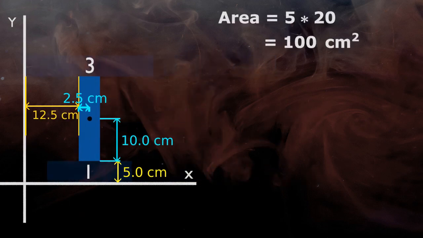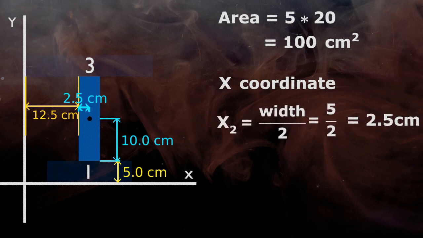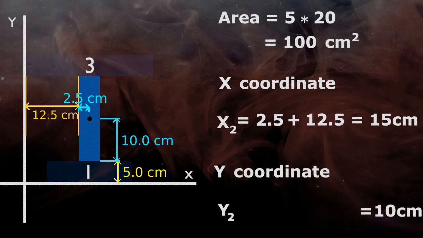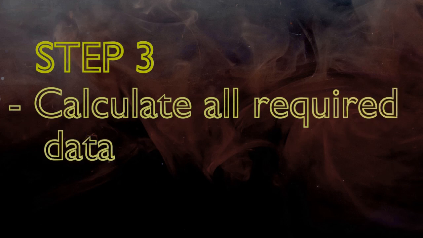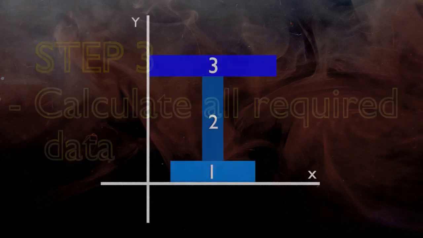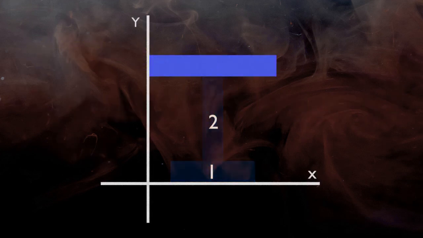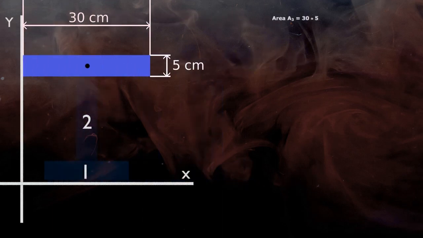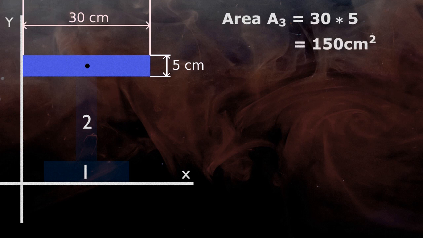Now the area is the same. The final x coordinate x2 will be 12.5 plus 2.5 equals 15 cm, and the y coordinate y2 will be 10 plus 5 equals 15 cm. Now repeat step number 3 for rectangle 3, or the top flange. Highlight rectangle number 3 and locate the centroid and dimensions. Now the area of rectangle 3 is 30 cm width into 5 cm height, which equals 150 cm square.